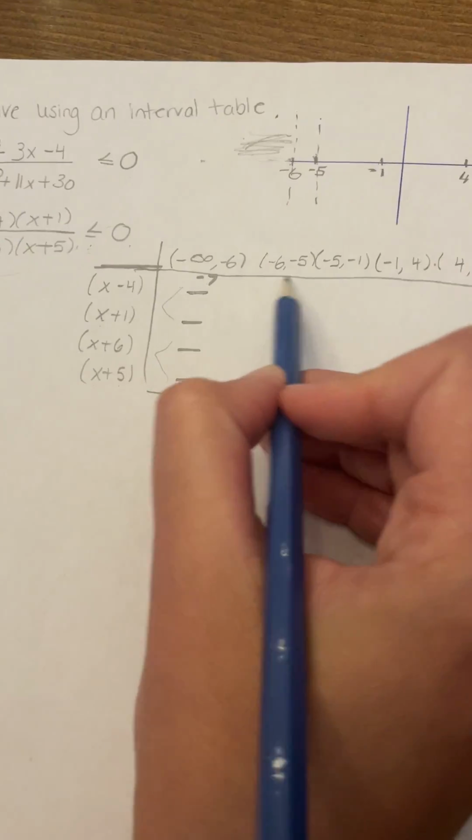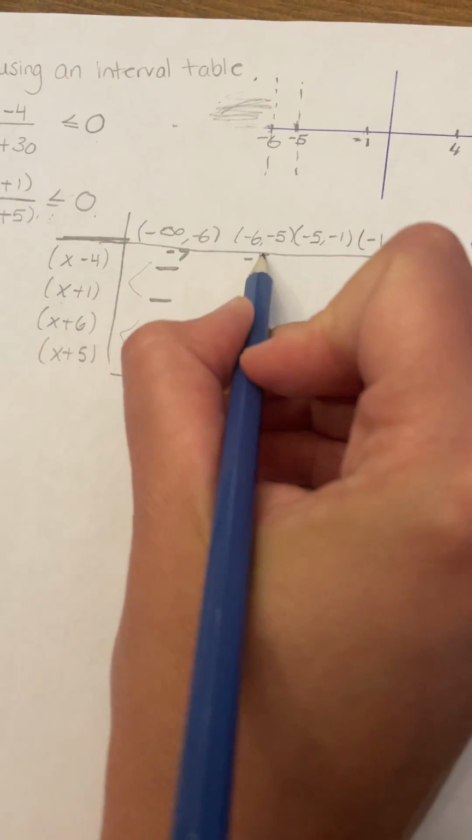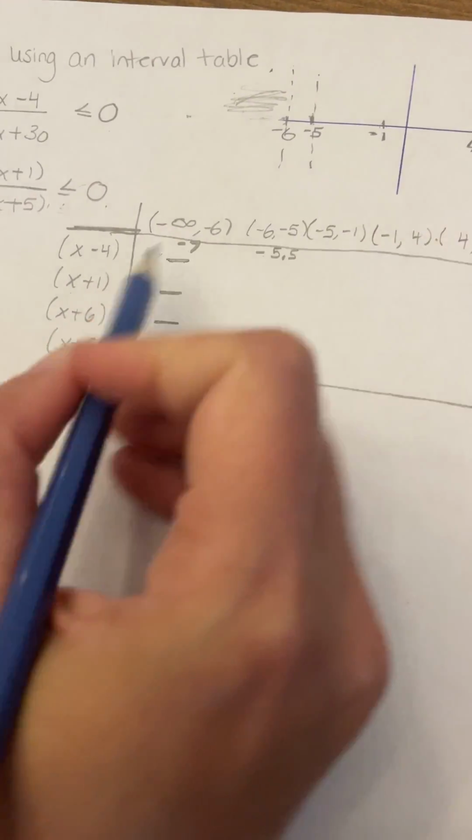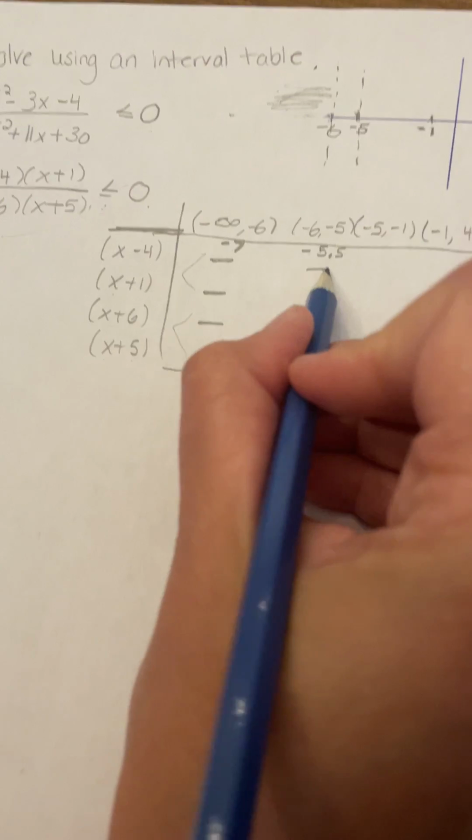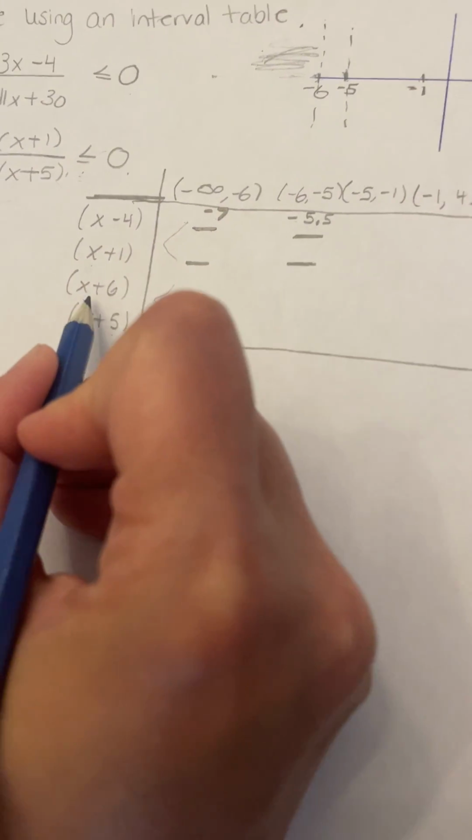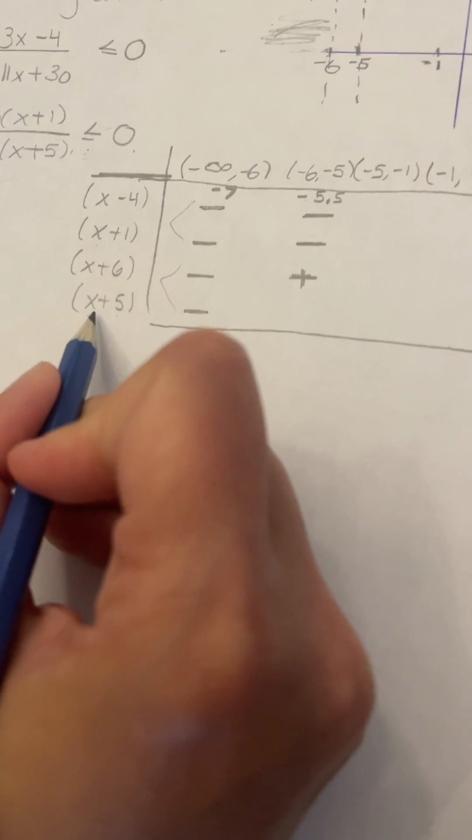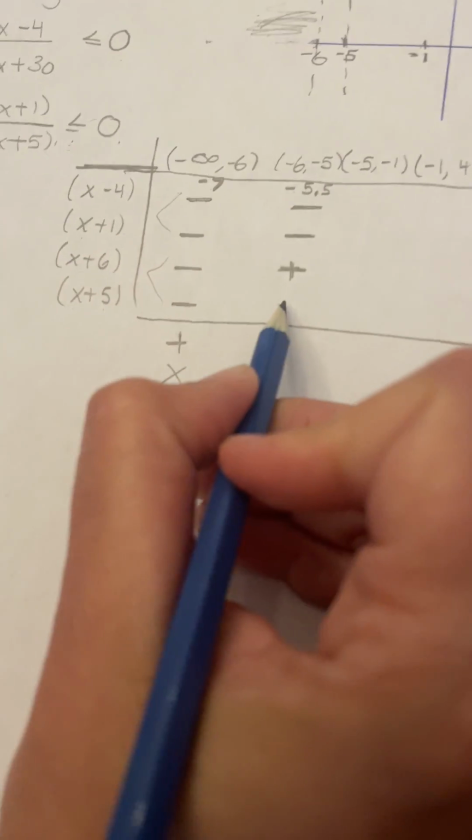What about between -6 and -5? Unfortunately, I'm going to have to pick a number in between there. So it'll be -5.5. -5.5 subtract 4 is going to be a negative. -5.5 plus 1 is going to be a negative. -5.5 plus 6, ooh, now we're getting into positive. And -5.5 plus 5 is a negative.